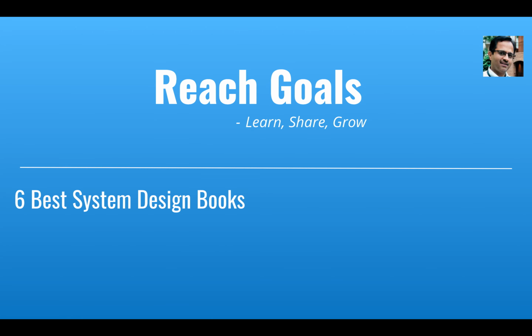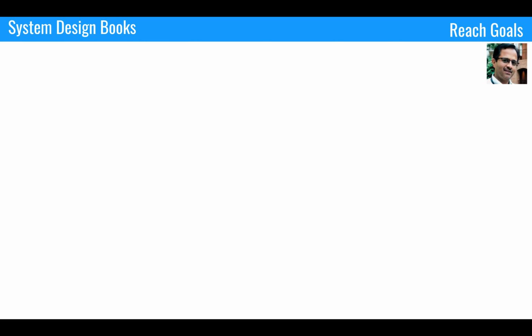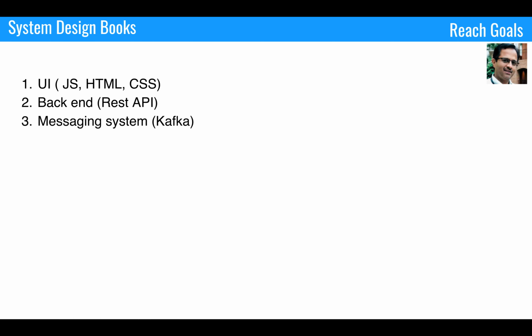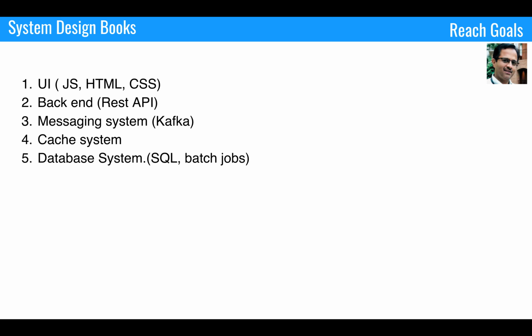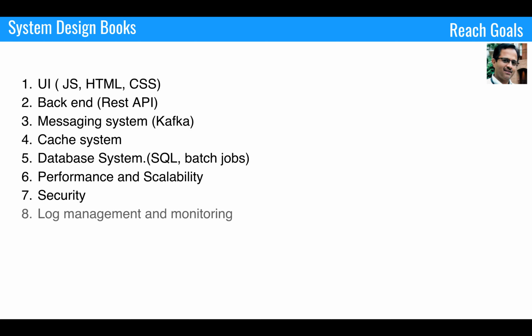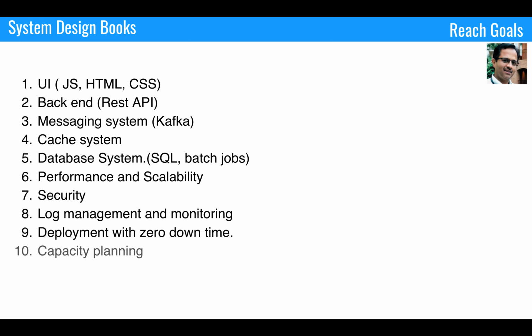Today, let's talk about the 6 best system design books. If you really want to master system design, you have to understand some of the key topics like UI, which includes JavaScript, HTML, CSS, backend development like RESTful APIs, messaging systems like Kafka, cache management systems like Memcached or Redis cache, database systems like SQL, batch jobs, performance and scalability, security, log management and monitoring, deployment with zero downtime, and capacity planning as well.